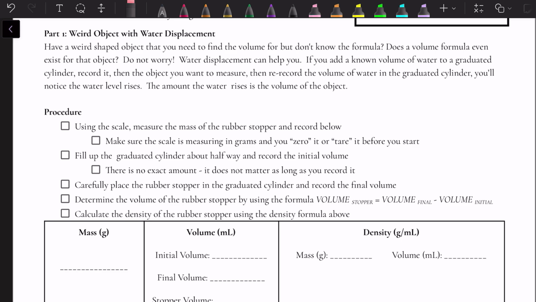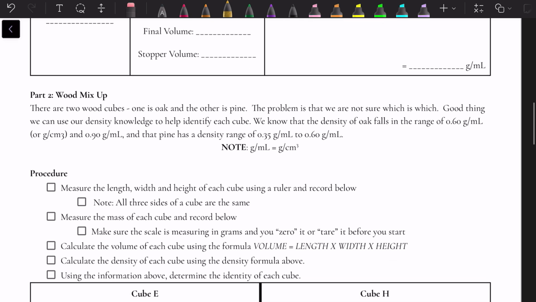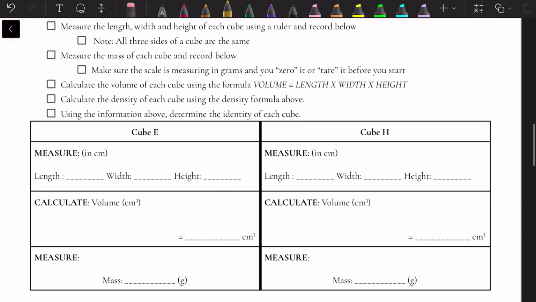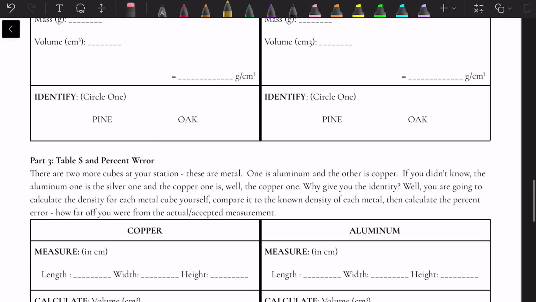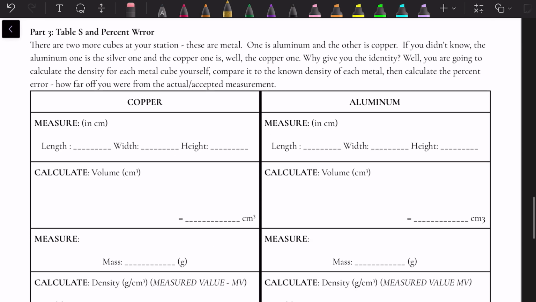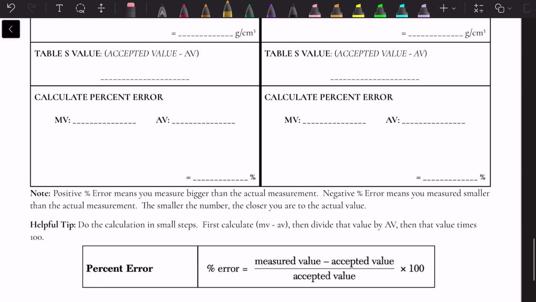Part 1 talks about using water displacement, so you'll record the mass, the volume of your graduated cylinder, and calculate your density. Part 2, you're going to be measuring cubes of wood, calculating length, width, and height, and the mass, and then doing calculations. Part 3, you're going to be doing the same with copper and aluminum, and then calculating the percent error for those things.